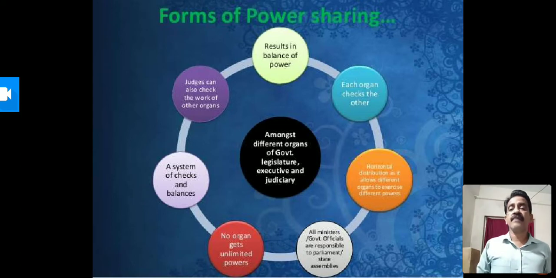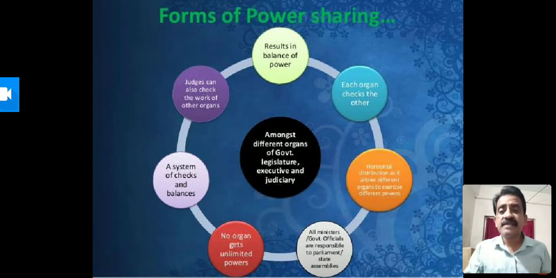So, forms of power sharing. We will see the different forms of power sharing. Let us see amongst different organs of government like legislature, executive and judiciary. The first point, it results in balance of power. Second point, each organ checks the other.